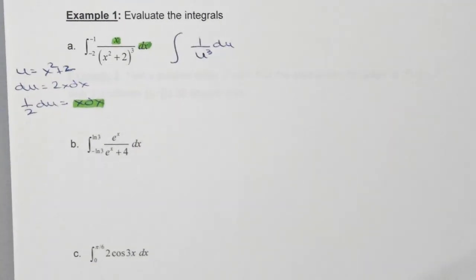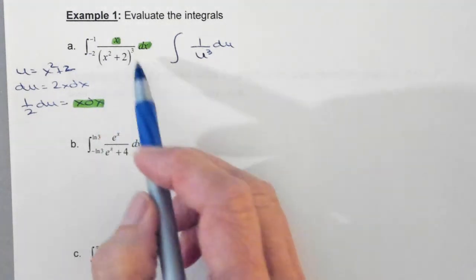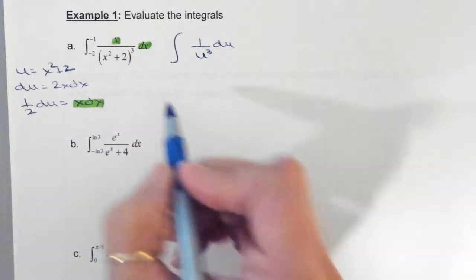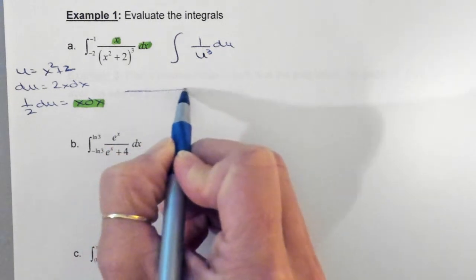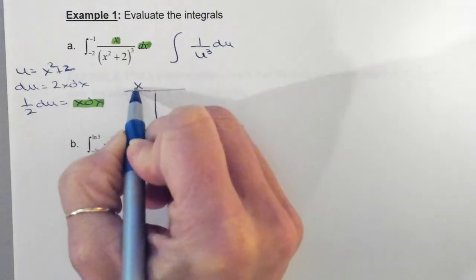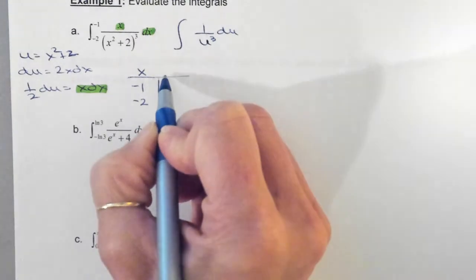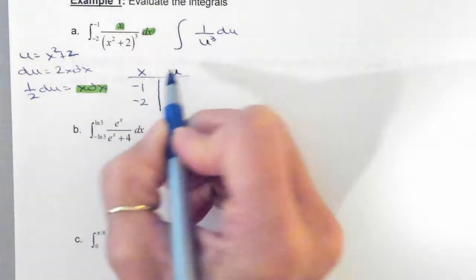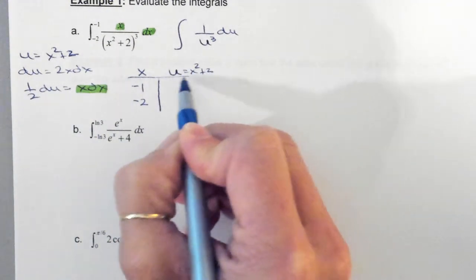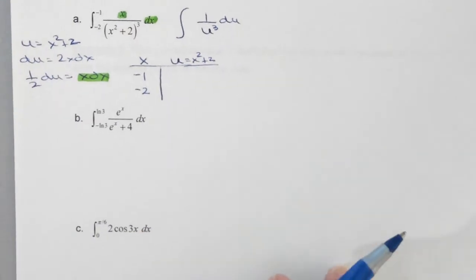Now the issue here is that these bounds are set for x when my integral was in terms of x. Now my integral is in terms of u. So what you're going to do is create a table, just like I did up there as my example, and I'm going to put my x values here in the exact same order, -1, -2. And then I'm going to convert them to my u, which here we stated that u was equal to x squared plus 2. You're not going to have to write this each time, but I'm just showing you where I'm going to get these values from.